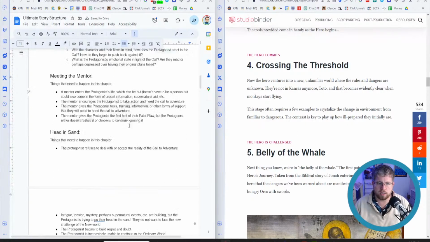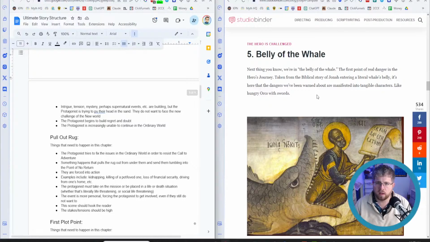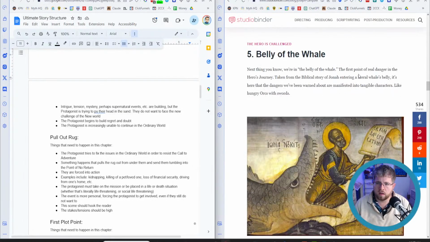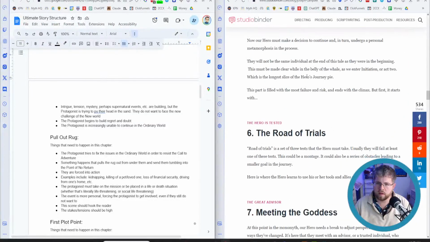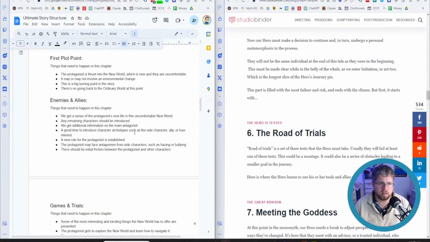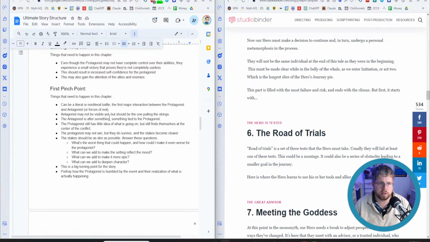All right, crossing the threshold, we've definitely got that in here. Okay, belly of the whale. The first point of real danger in the hero's journey, taken from the biblical story of Jonah and the whale. Hero must take a decision to continue. Yeah, I think that'd be around here, the first plot point or the first pinch point.